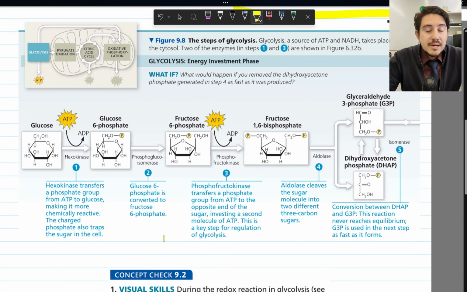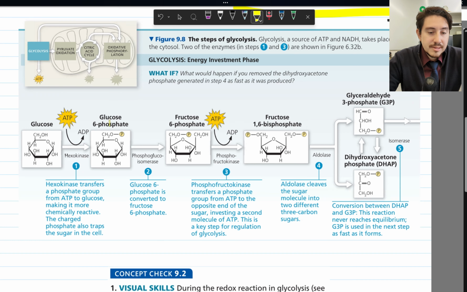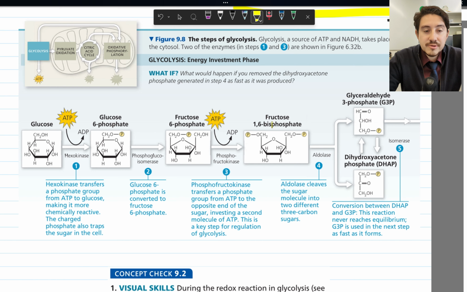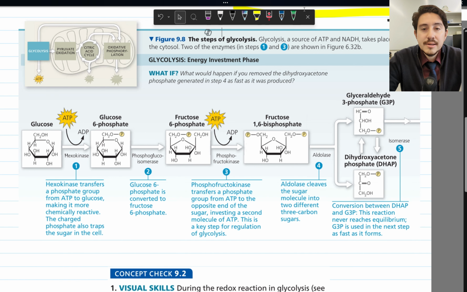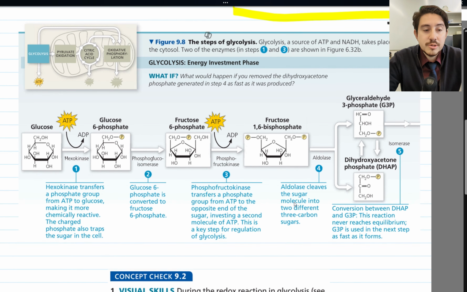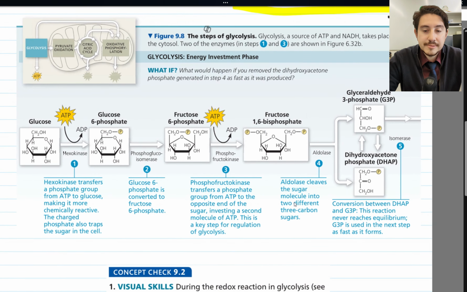If you're an AP student, you probably won't need to know all these intermediates that you see, glucose 6-phosphate, fructose 6-phosphate. But if you're an undergrad, you probably do need to know. I'm going to go along and we're just going to read through these so you can get a sense of what is happening. But again, AP students probably aren't required to know every single detail.